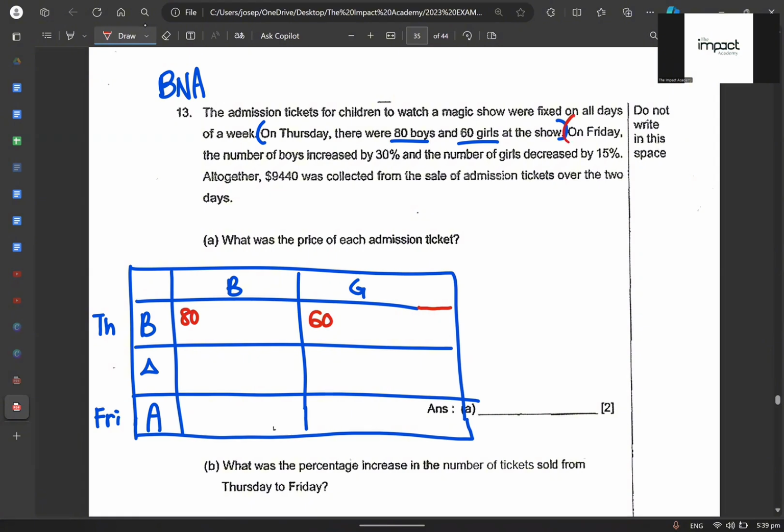Okay. What happens is that on Friday, the number of boys increased by how many percent? 30%. So we change 30% to 3 over 10 first. Okay, you do first. I'll just wait for you.